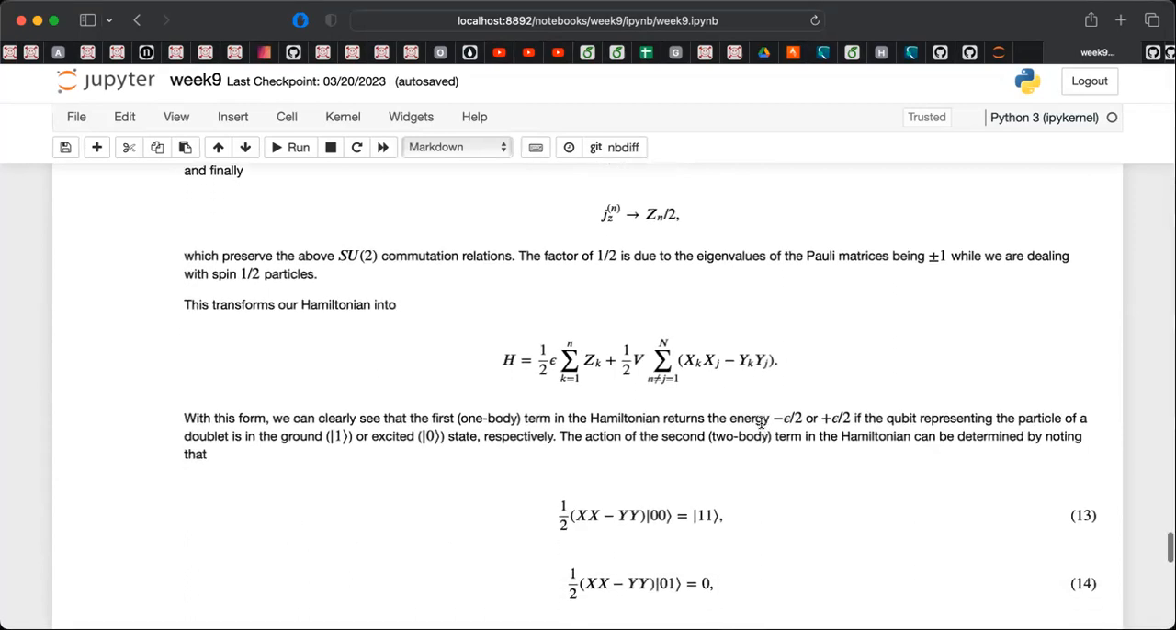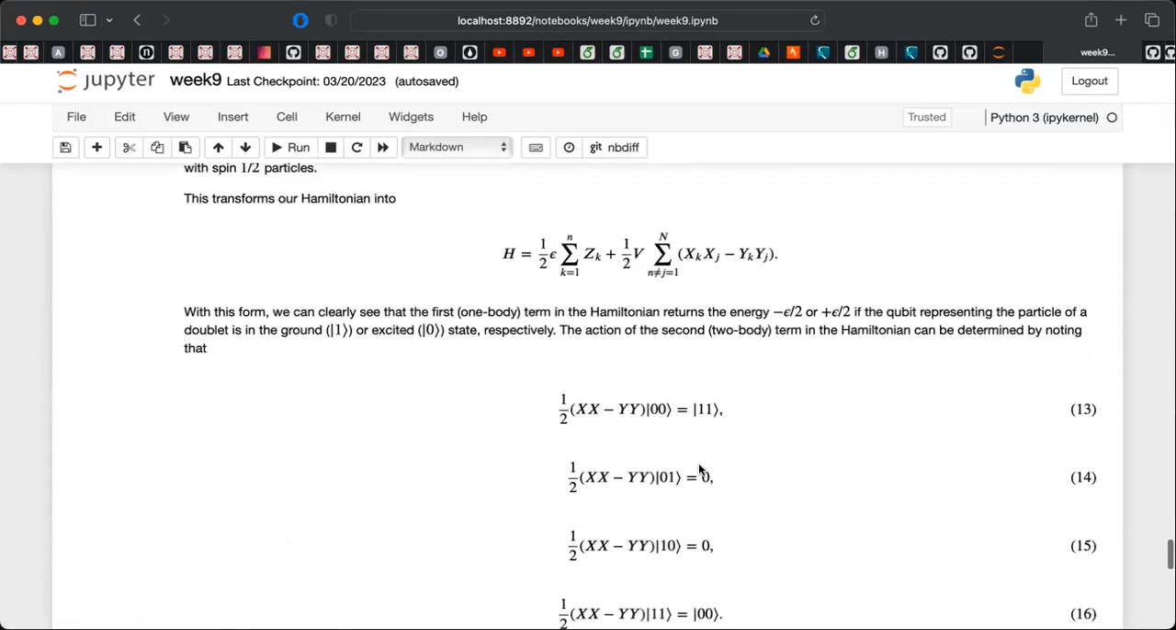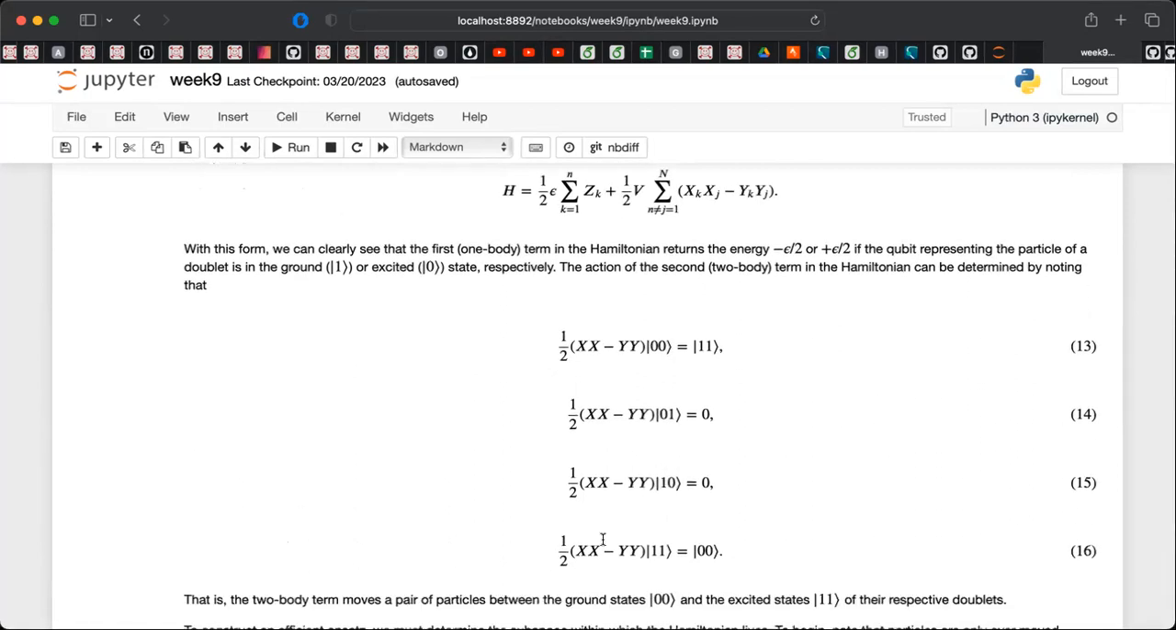And when we act on a given state, so when we have this XX, YY acting on this state here, we end up with a |1,1> state. And similarly, we end up with a 0 when we act on the |0,1> state and the |1,0> state. And similarly, we end up with the |0,0> state. So these are just examples.